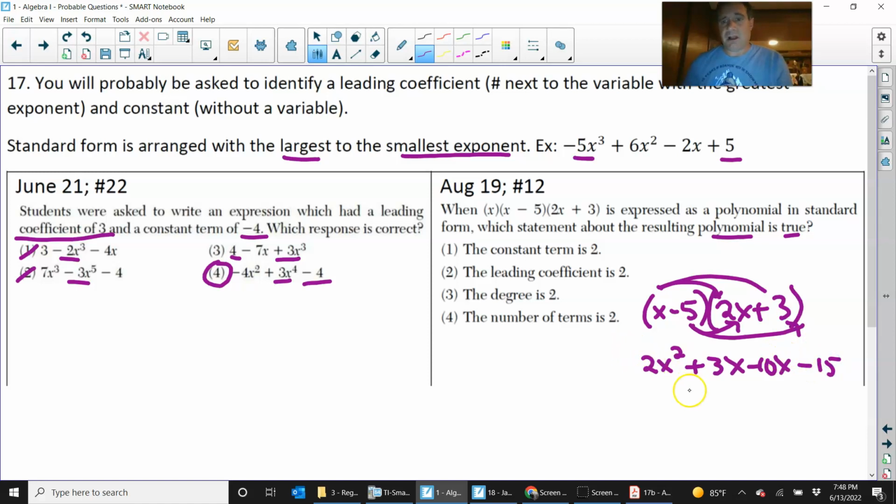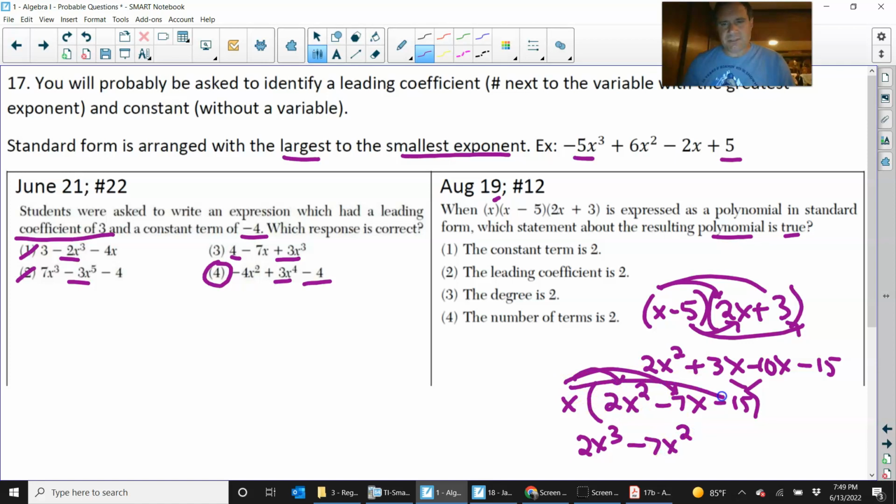I'm going to combine like terms right here, but remember I have this x out here. So I have 2x squared, and then positive 3 and negative 10 is negative 7x minus 15. And all that is going to be multiplied by this x. So let's go ahead to distributive property. We have 2x to the third. X times 2x squared is 2x to the third. X times negative 7x is negative 7x squared. And x times negative 15 is negative 15x.